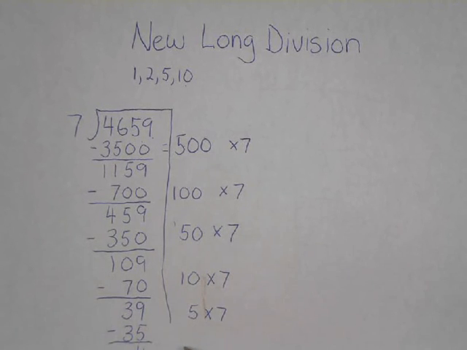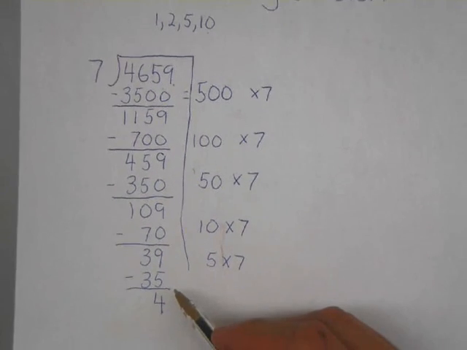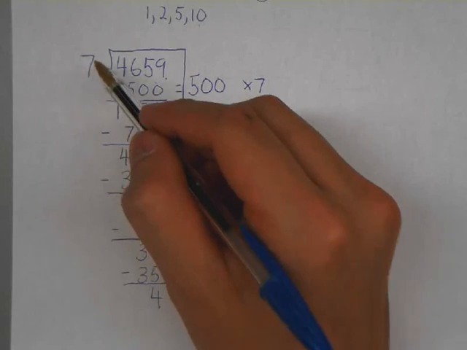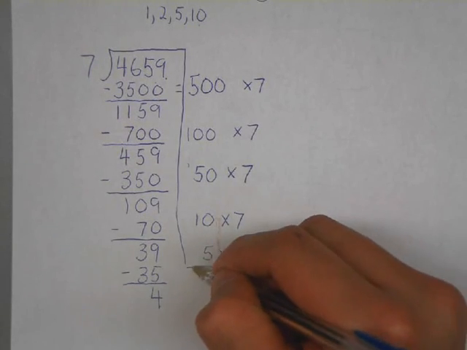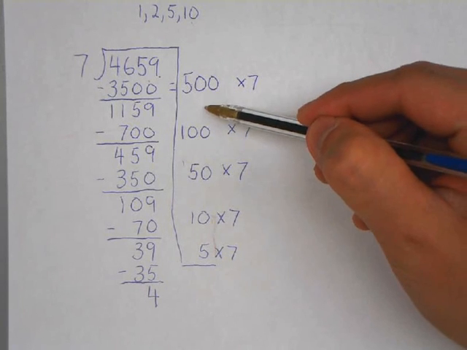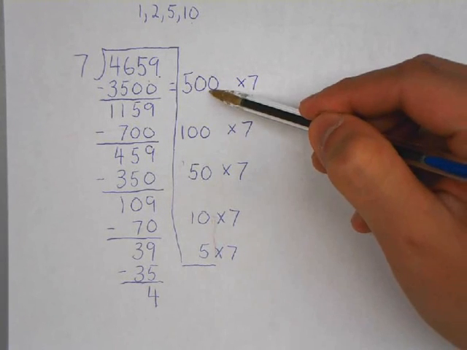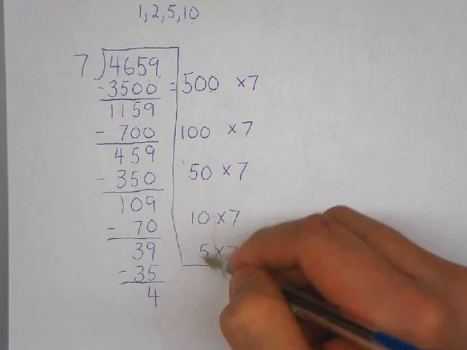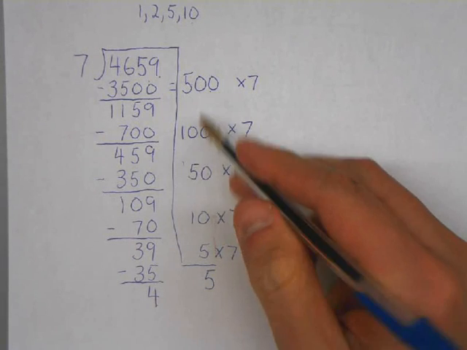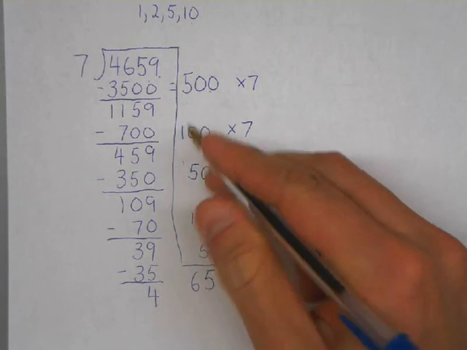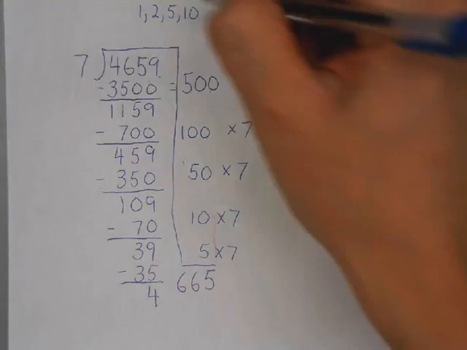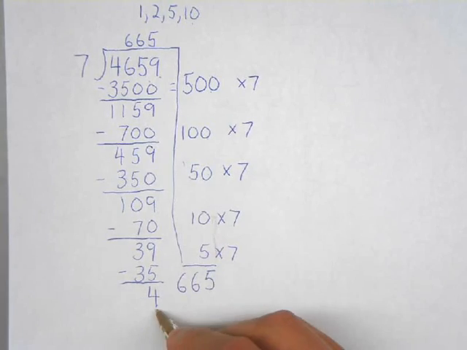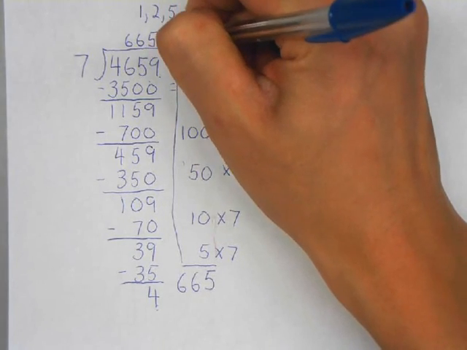Can we do anything else? No. Our 4 is too low. It is lower than 7. So right now, what do we have to do? We are now going to add up all the numbers in this column that we created. So we're going to have 500 plus 100 plus 50 plus 10 plus 5. Adding this all up, we'll have 5, we'll have 6, and we'll have 6. So our answer will go up top, 665, and then we have our remainder, which is 4, and we have our answer.